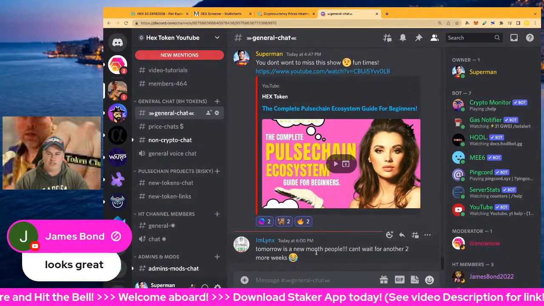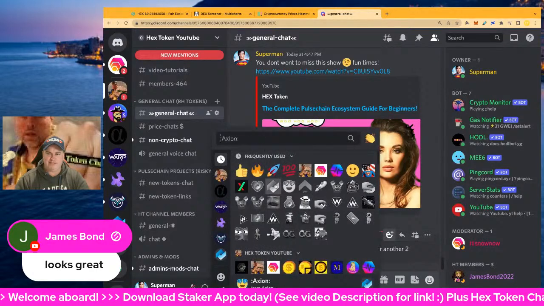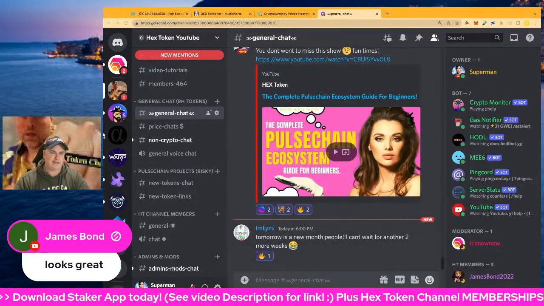Look, Linux says tomorrow is a new month. People can't wait for another two weeks. Yeah, that's true. That's a lit comment right there.